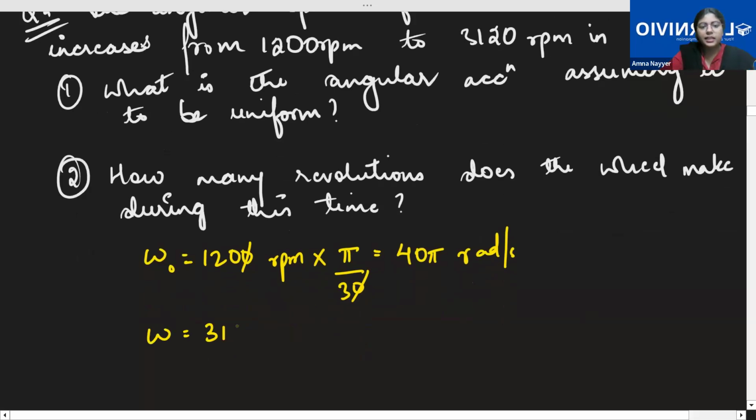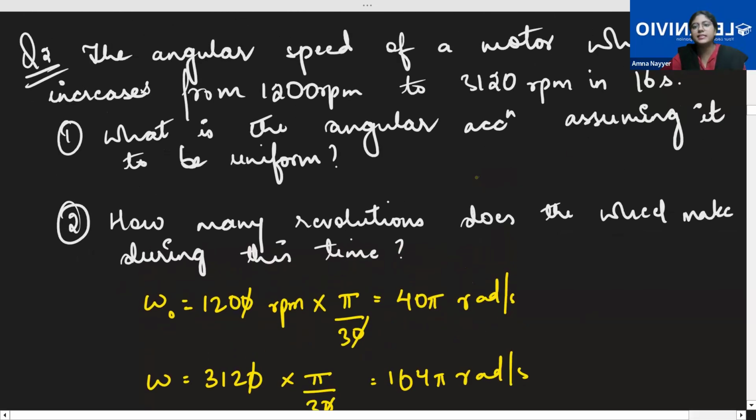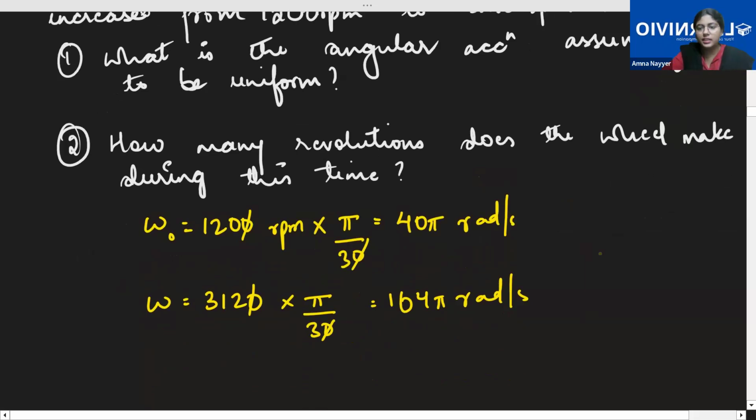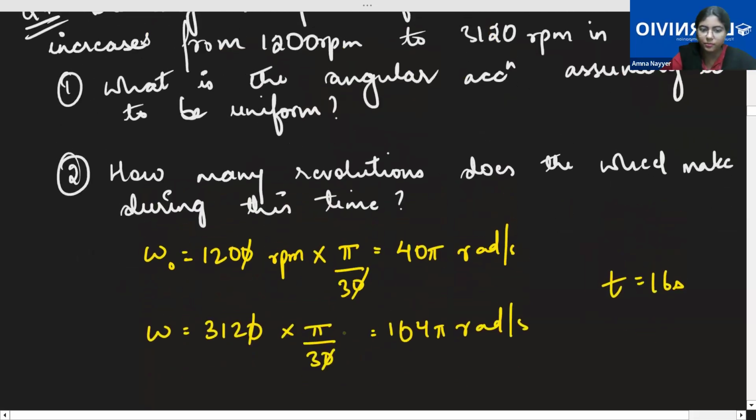Omega is 3120, this will be into pi by 30. This will be 104 pi radian per second. Omega naught we have, the time is 16 seconds. T is equal to 16 seconds. The first question says, what is the angular acceleration assuming it to be uniform?